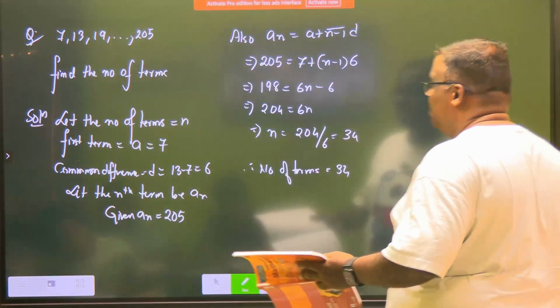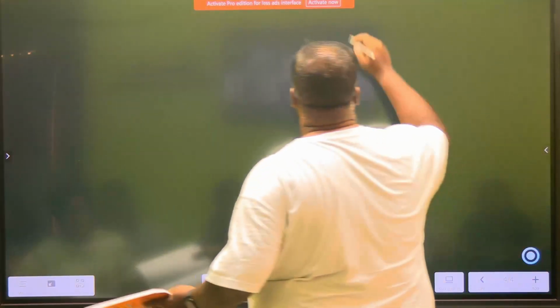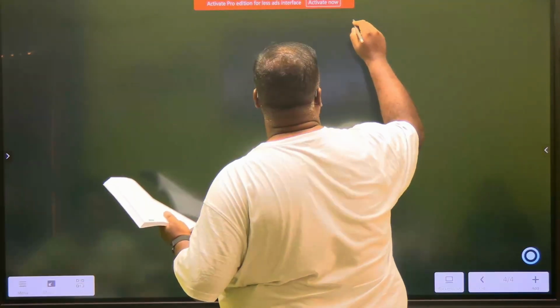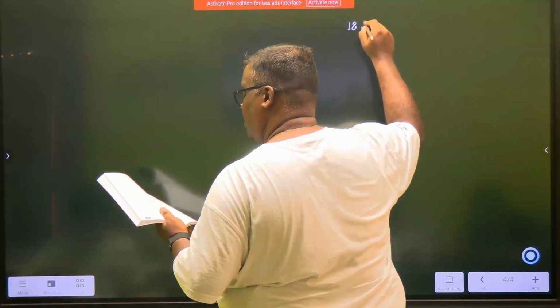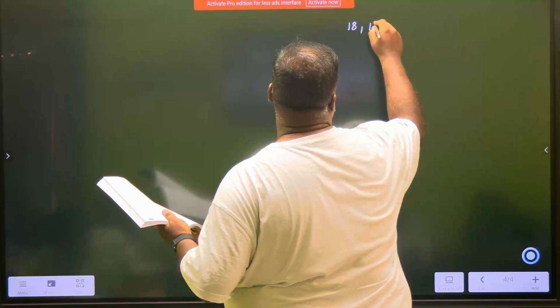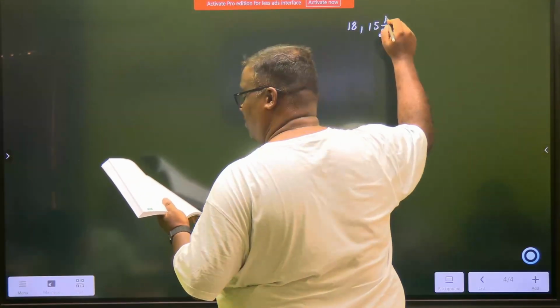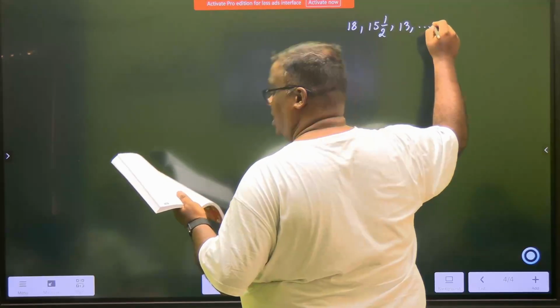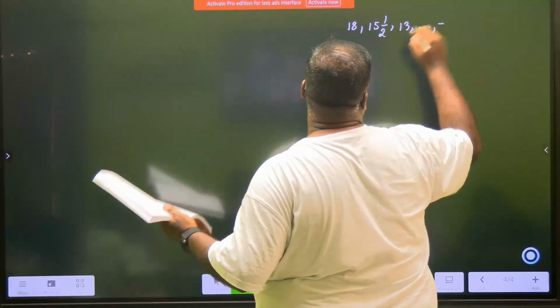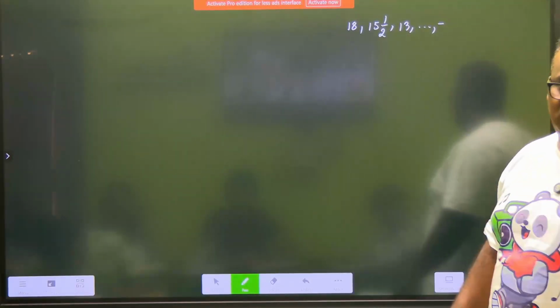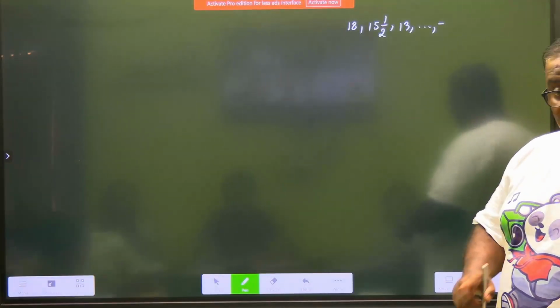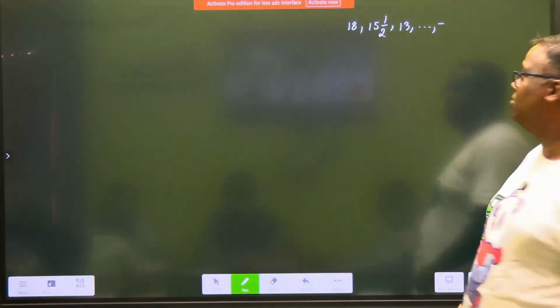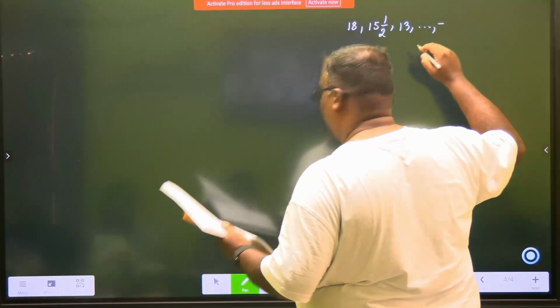Same things, they will just juggle you with some numbers. Try to do this problem. The AP is 18, 15 1 by 2, just making your calculations difficult, that's all, 13, and so on, and the last term is minus 47. Look at this AP, is it reducing? It is reducing. So here common difference will be negative.